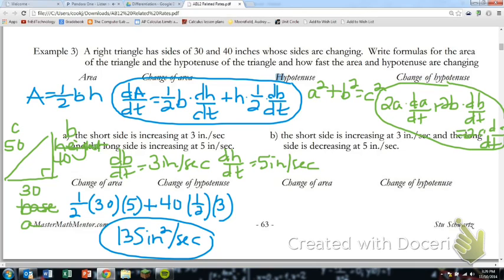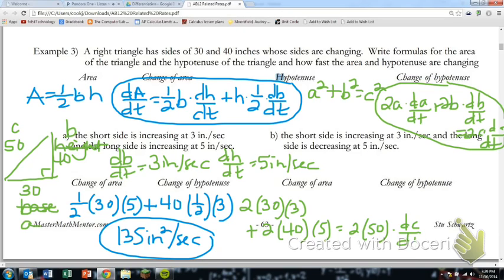So for change of hypotenuse, we do 2 times A times dA/dt, right? And the short side, that's what we're calling A, is increasing 3 inches per second, plus 2 times B, which is 40, times dB/dt, which was 5, equals 2 times C, the hypotenuse, which is 50, times dC/dt. So you're going to figure out what this is, then divide it by 100, right, to solve for dC/dt. So this would be 180 plus 400, so 580 divided by 100. This would be 5.8 inches per second.